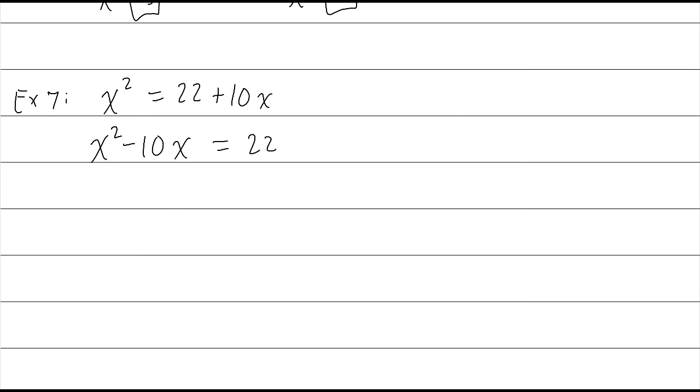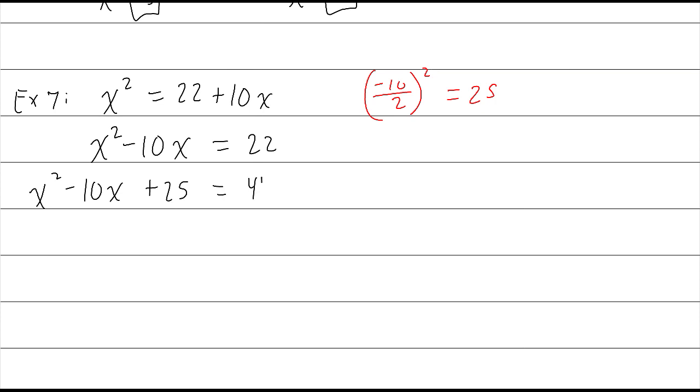Now I have to do that little trick, right, where you take this number here, negative 10. Negative 10 divided by 2, that's negative 5. Square it, that's 25. I'm going to add 25 to both sides. 22 plus 25 is 47. So x squared minus 10x plus 25 equals 47. And I said earlier that this will always factor to be x, and then whatever this happens to be inside here. In this case, it's a negative 5.